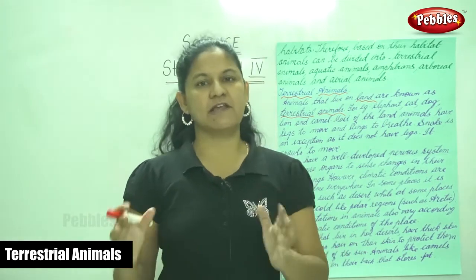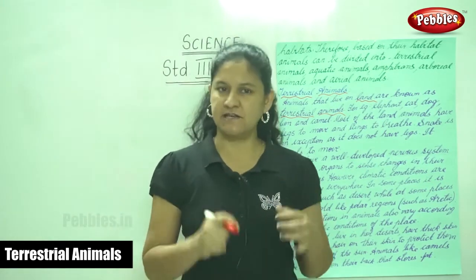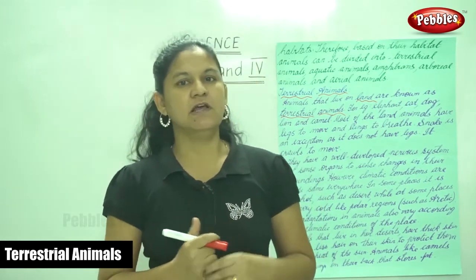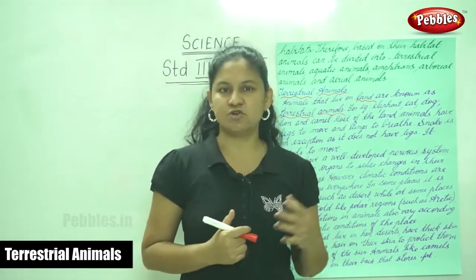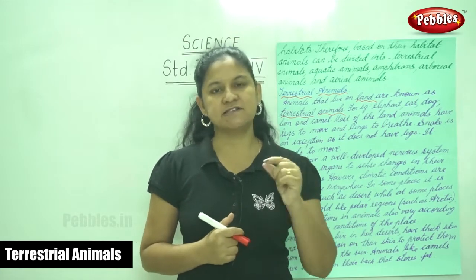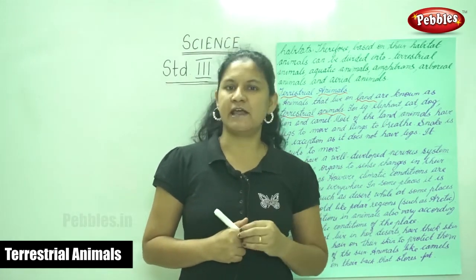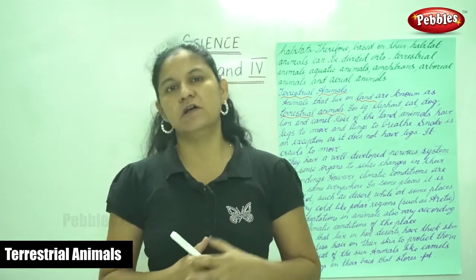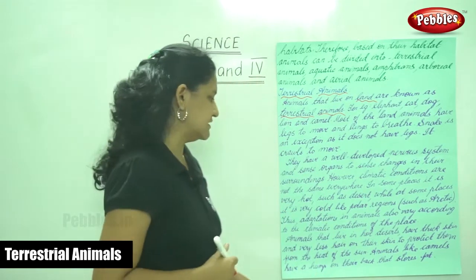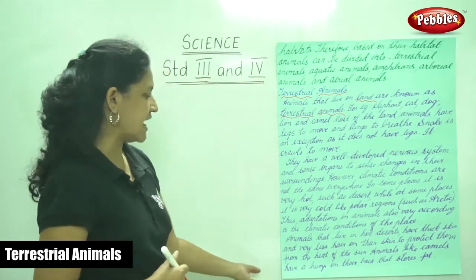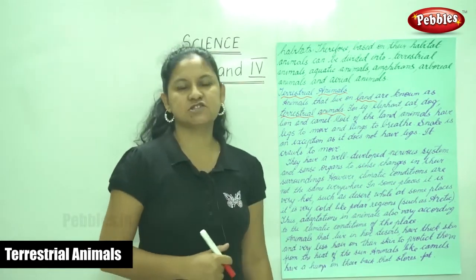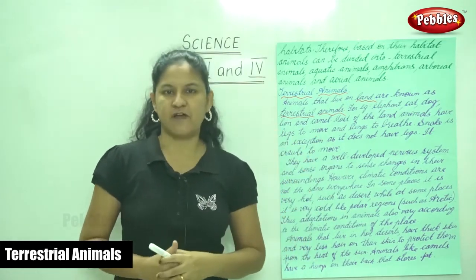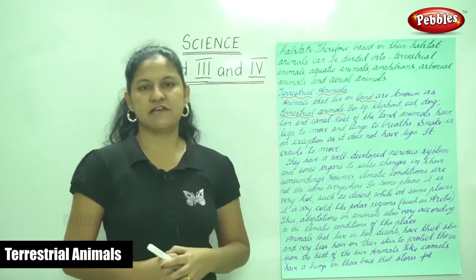According to the place in which it survives, the skin of the animal is designed in such a way. For example, the camel that lives in the desert has very thick skin and very little hair on its body in order to safeguard its skin from the penetration of the sun's rays. Animals like camels have a hump on their back that stores fat. So, this is about the terrestrial animals.